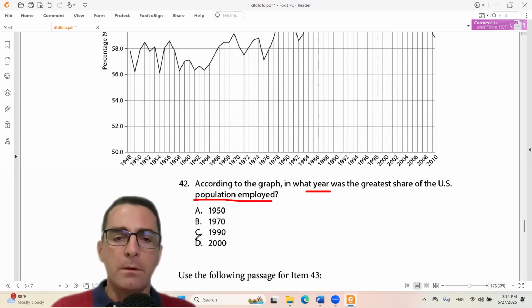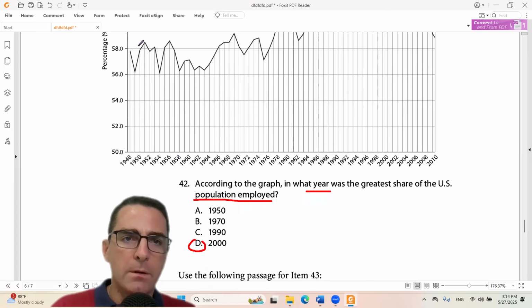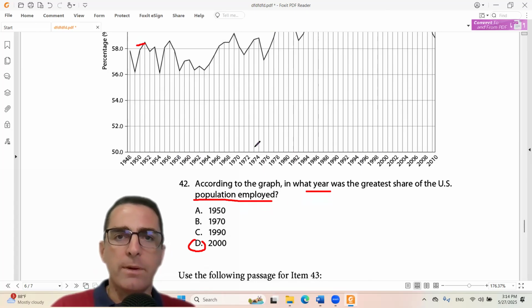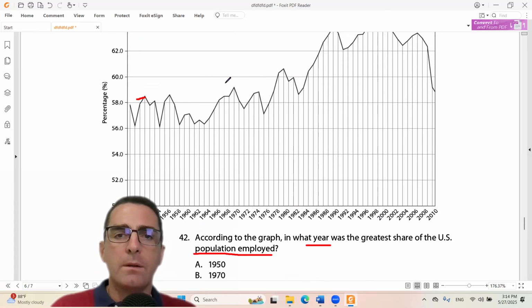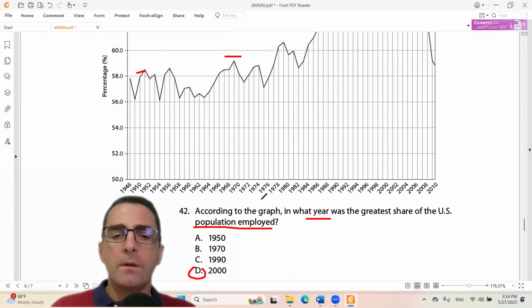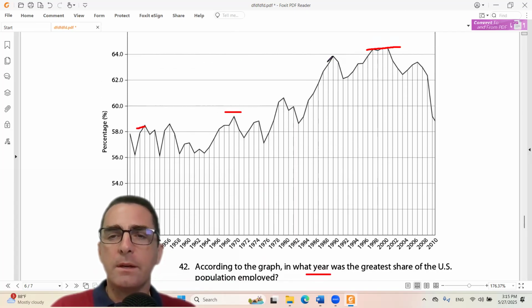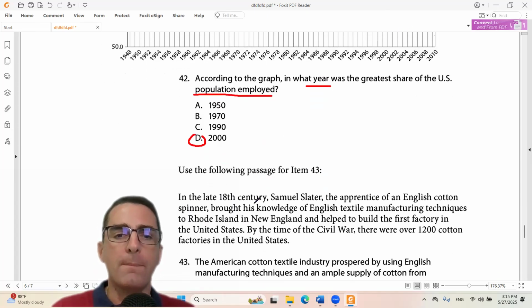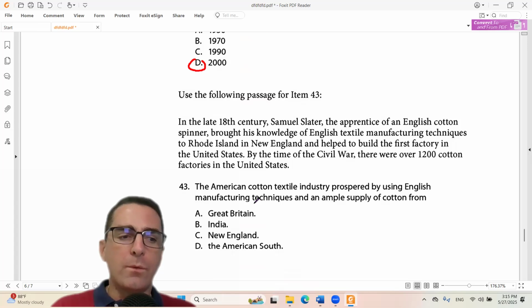It must be here. Okay, it's not 1950, because that was here. Okay, that's irrelevant. 1970 is here. These are way down. 1990 is here. We're getting closer, but this is the peak of the graph in around year 2000. All right. And question 43.